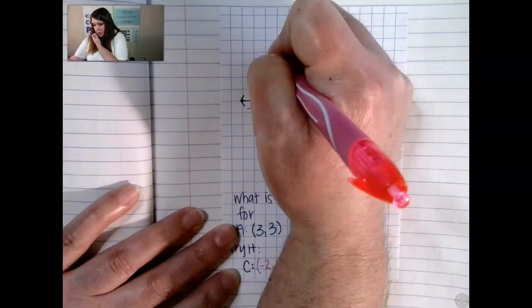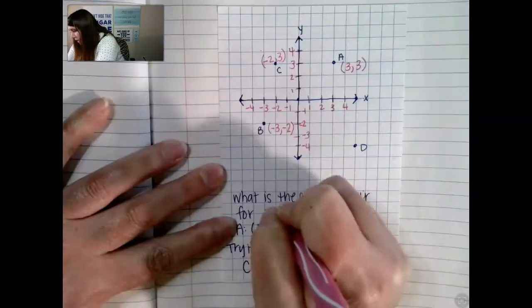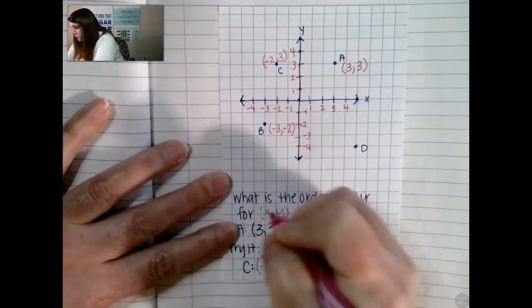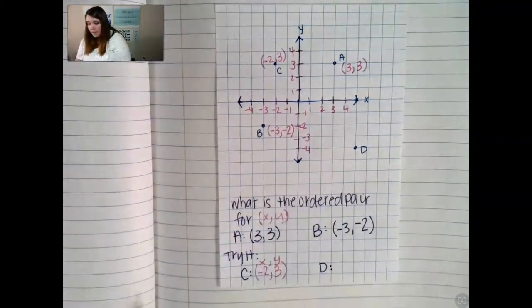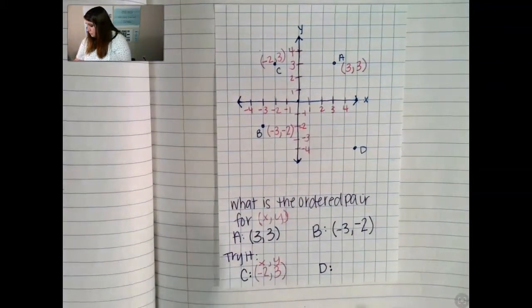So X, comma Y. And again, we can put that up here, X, comma Y, so that way we don't forget which one comes first. Okay, let's look at letter D.